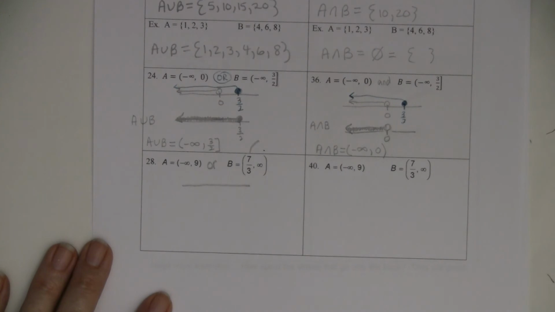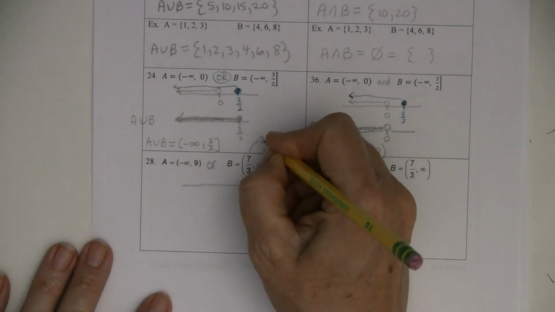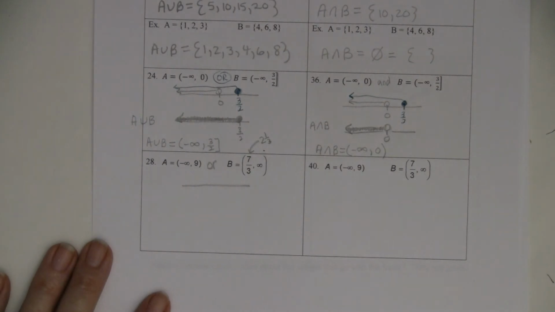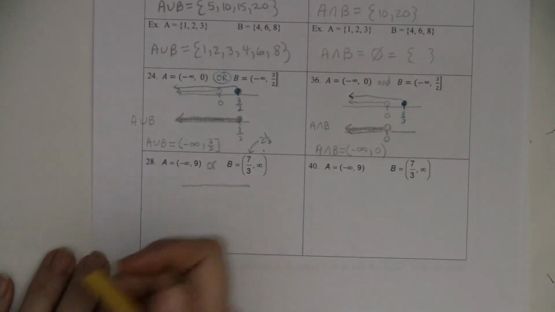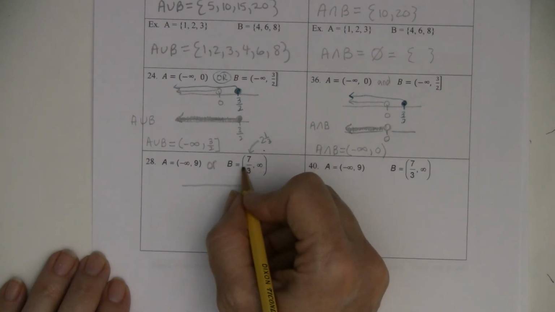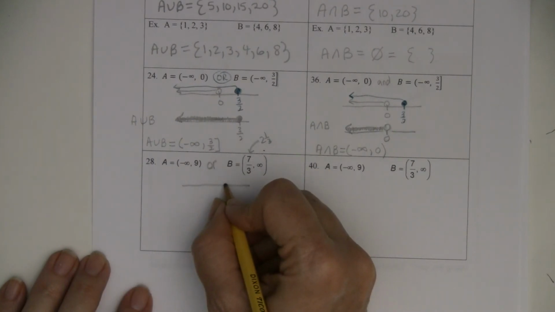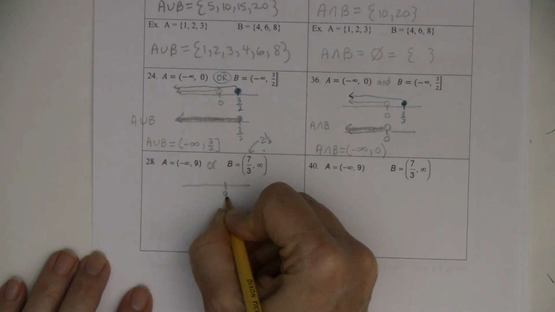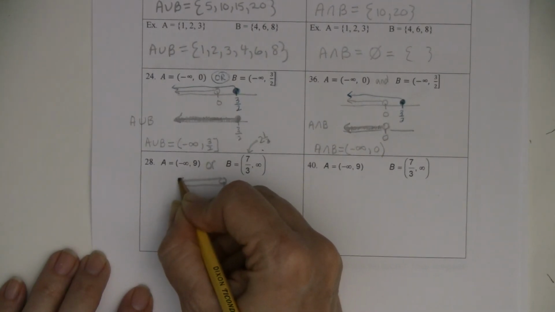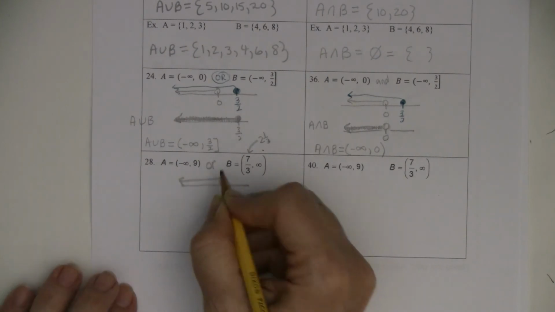And 7/3, if you turned it into a mixed number, it's 2 1/3. If you turned it into a decimal, you might be telling me it's 2.3 when you rounded. Either way, I'm not too particular on that. All I wanted to know is that this number is smaller than 9, so that when I put them on my number line, I'm going to put 9 here, and I'm going to put open, and here is my drawing for A, from negative infinity to 9.